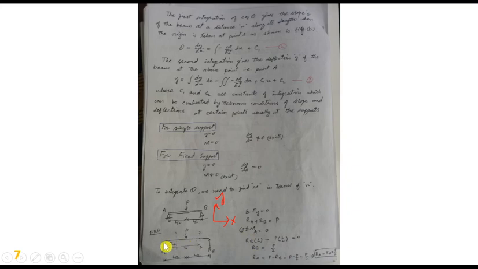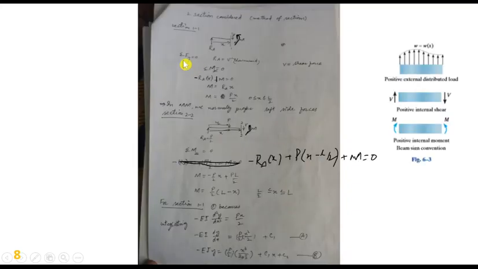So at point A, this is the point. RB into the whole length L, that is counterclockwise positive, minus P into L by 2, the clockwise negative. So RB is P by 2. By putting this value here, we will get RA as P by 2. So both will be the same. So we will consider two sections.